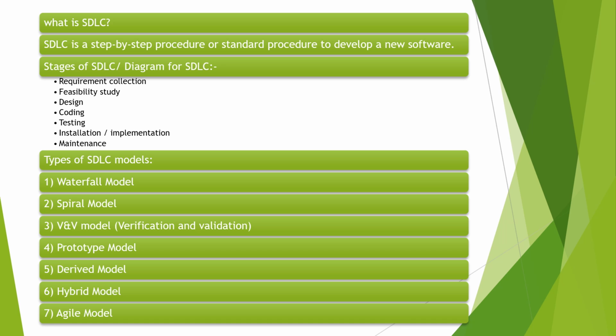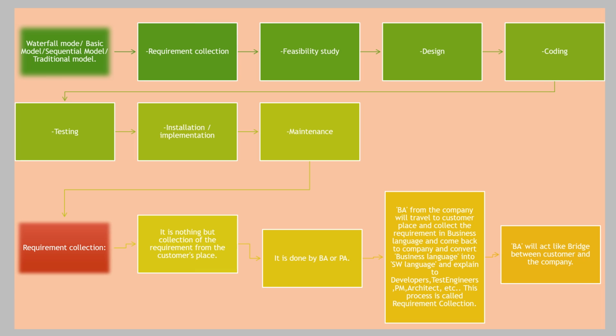Let us go to the next step. Let us see the waterfall model, also called the basic or sequential model, which has 7 steps: requirement collection, feasibility study, design, coding, testing, installation and implementation, and maintenance. Requirement collection will be done by the business analyst, BA. Feasibility study will be done by the project manager, developers, test engineers, architect, finance team, and HR team. Design will be done by the architects.